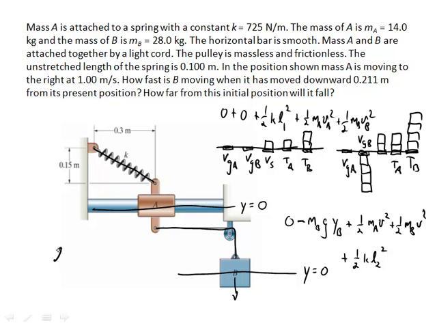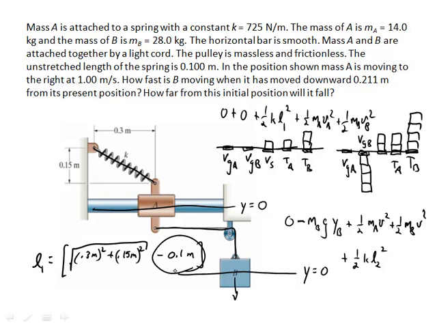So L1 is equal to the square root of 0.3 meters squared plus 0.15 meters squared, minus the 0.1 meters. So there is the length initially. Remember, the unstretched length is 0.1 meters, so I subtract that from this total length of the spring.